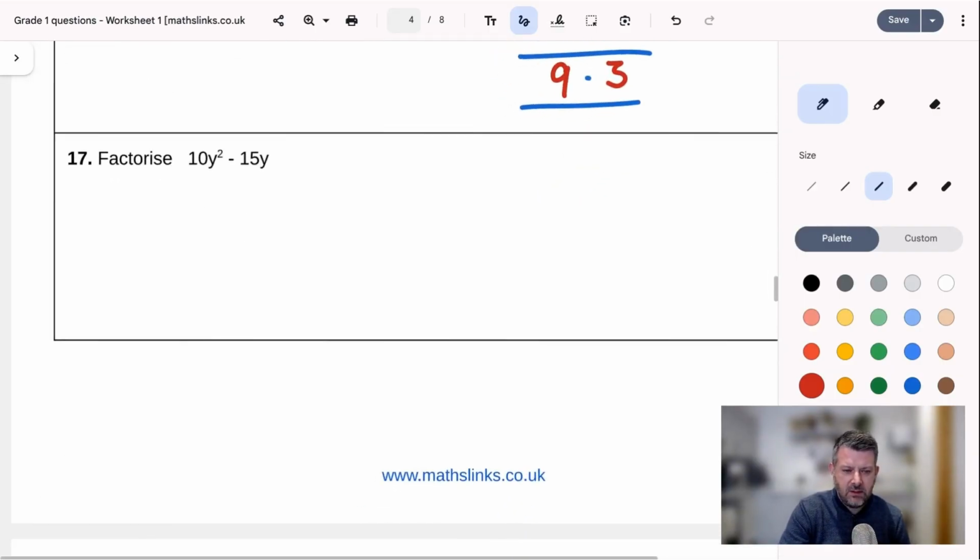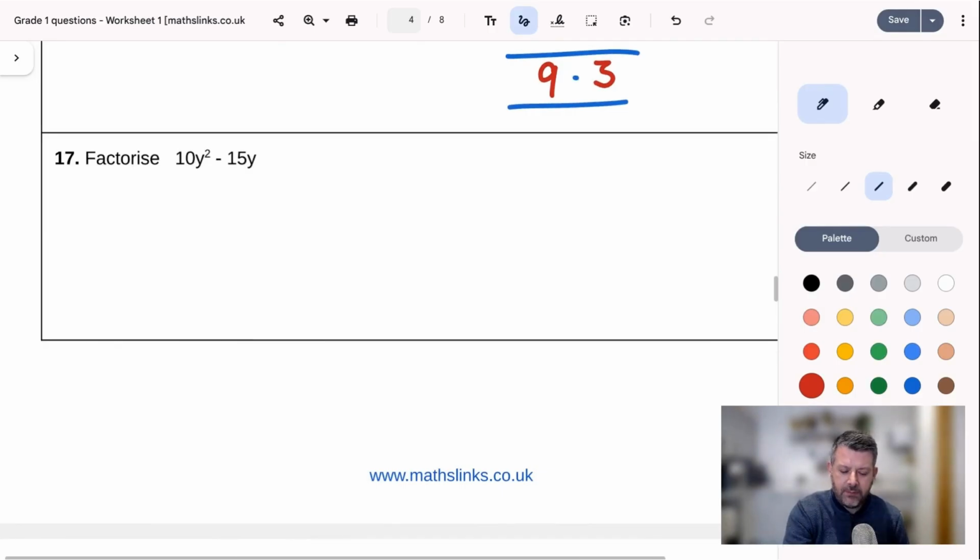Another factorize here, a bit trickier. This time we can take out a number and a letter. So 5 goes into 10 and into 15, and we can also take y out from the y squared and the 15y. Put that there, and we would need to leave 2y, take away 3 here.